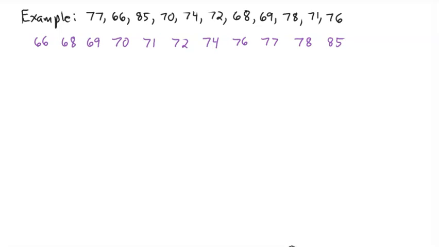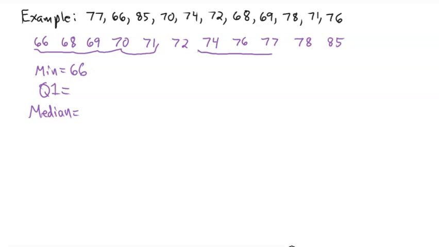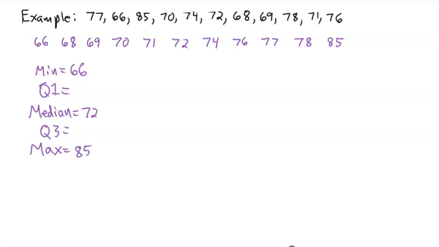Now, we're going to identify the minimum. The minimum is the smallest number. That's 66. So the minimum is 66. We're going to skip quartile 1 for a minute and identify the median. The median is going to be the halfway number. Well, there's 11 numbers. So 1, 2, 3, 4, 5, that's half, and then the top half is right here. The middle number is 72. And so 72 is the median. We'll come back to quartile 3 in a couple minutes, and then the maximum is the highest number, which is 85. Okay, so we've got 3 out of 5, 60% done.